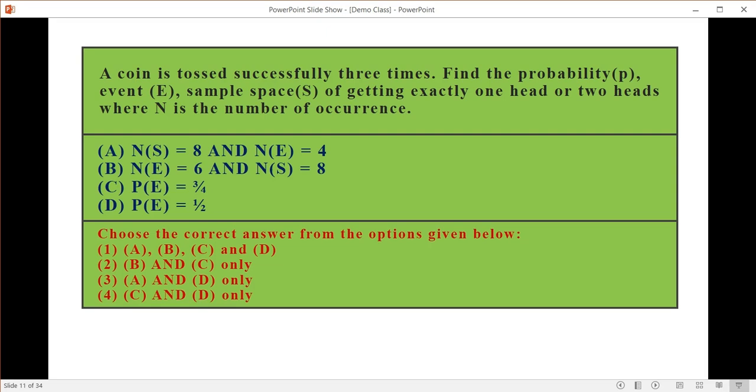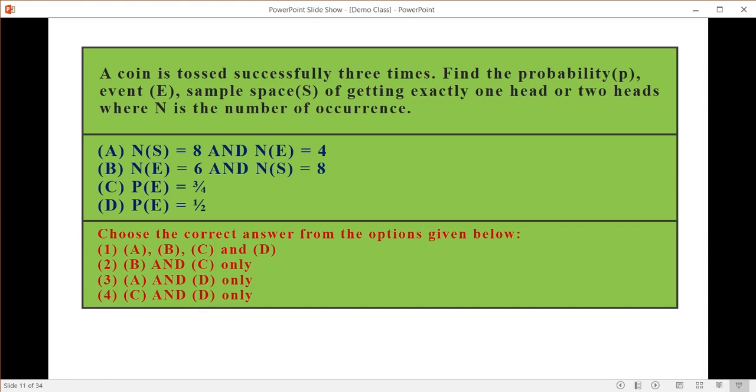Some of the questions from the previously asked exam. The first question is: a coin is tossed successively 3 times. Find the probability, event, and sample space of getting exactly one head or two heads, where n is the number of occurrences. This question was asked in the UGC NET 2024 June re-exam paper.